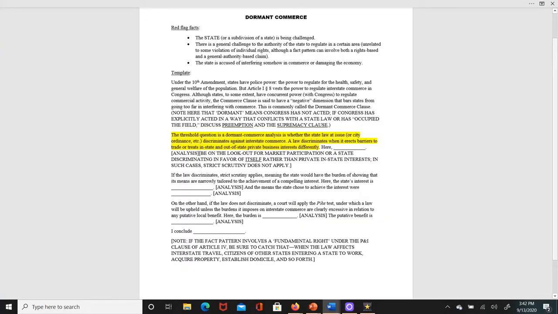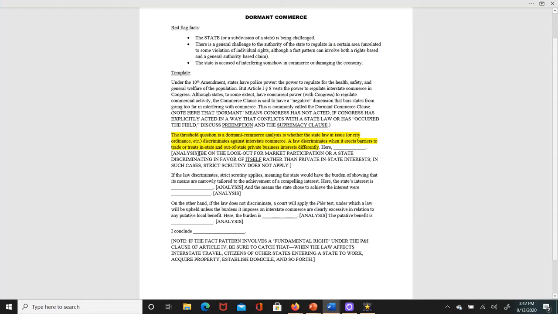Okay, now you get to the actual analysis. The threshold question in a dormant commerce case is whether the law discriminates against interstate commerce. Define discriminate in this context. That means to erect barriers to trade, stop things or people from going out or coming in.